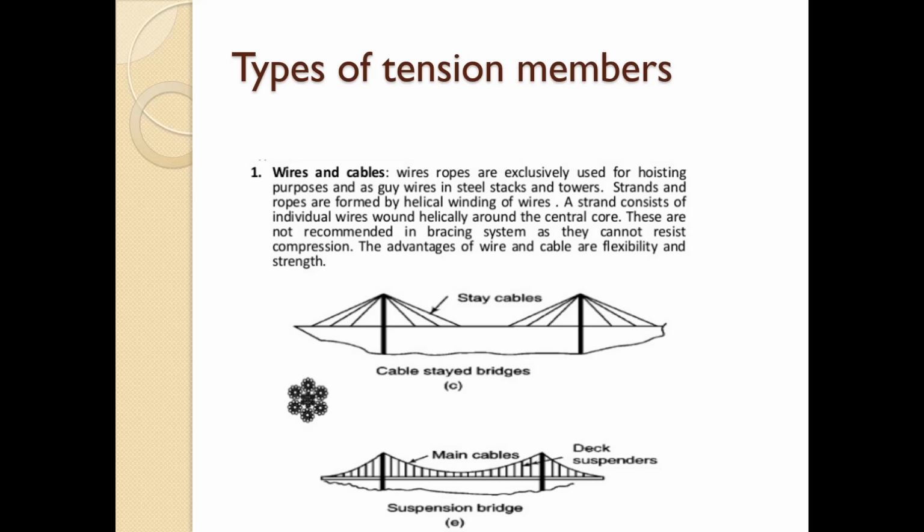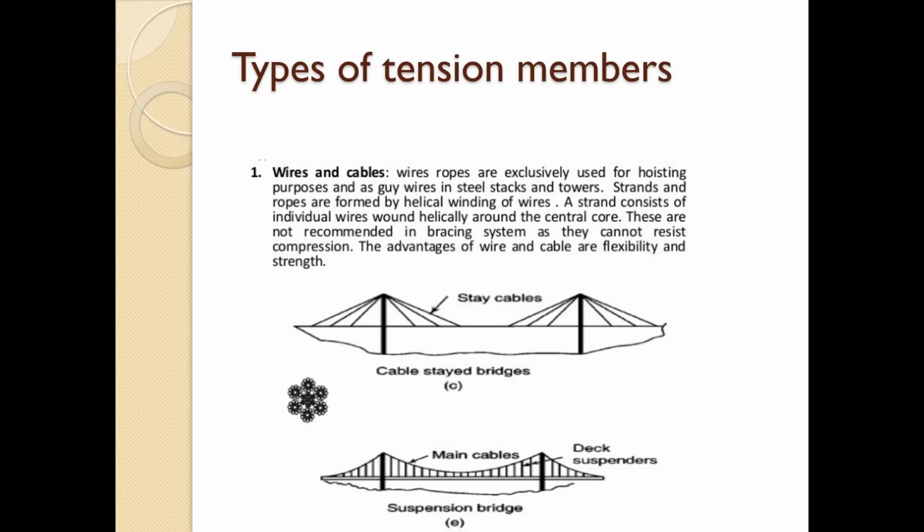Even the rope that we use in day to day life, called a kasra in Marathi, has helical winding and is also made up of small strands, small threads. A strand consists of individual wires wound helically around a central core. These are not recommended in bracing systems as they cannot resist compression. The advantages of wires and cables are flexibility and strength.